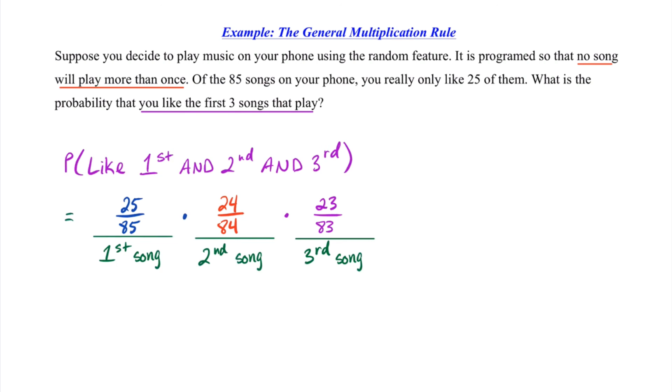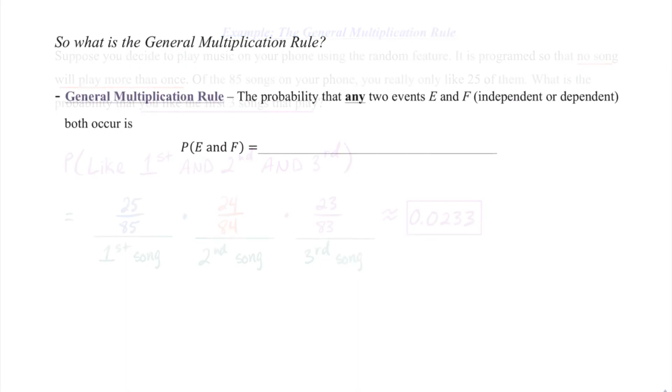If we multiply our 3 fractions together, we get a probability of approximately 0.0233, and we found our probability one more time using the general multiplication rule. So yet again, now that we've done a couple examples, it begs the question, what is the general multiplication rule?